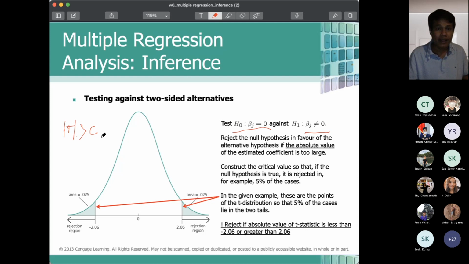All right? Absolute t, not simply t. If it is minus, when you put absolute, it becomes positive, right? The absolute t must be higher than c. Because we do not know the direction, our alternative here can be positive or it can be negative. If it is negative, we need to use the absolute t to become positive and make sure that the t value is bigger than c. All right, the same rule.